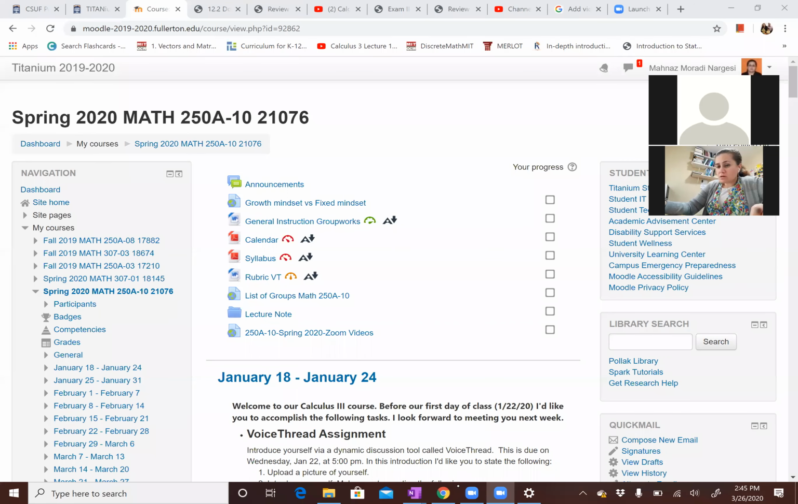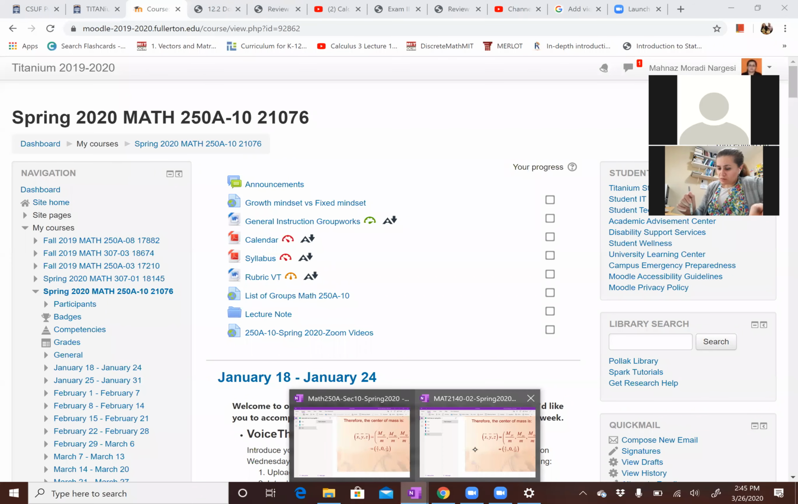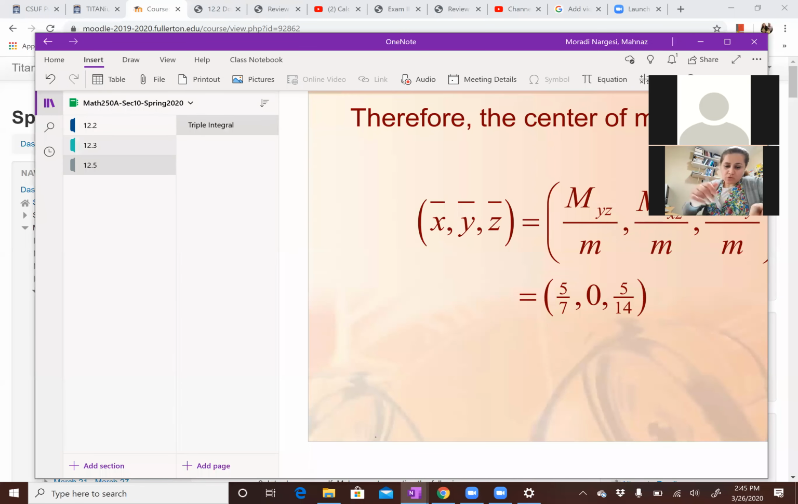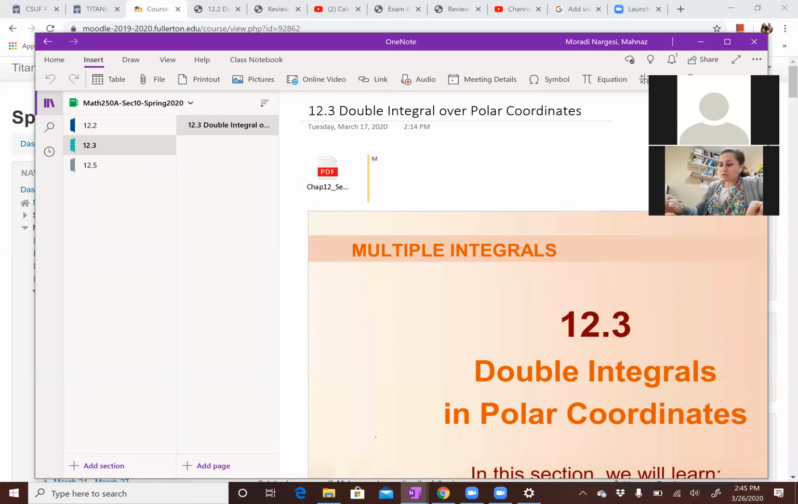Is it recording right now? Okay, so we go to section 12.3. Have we started or not yet? No?